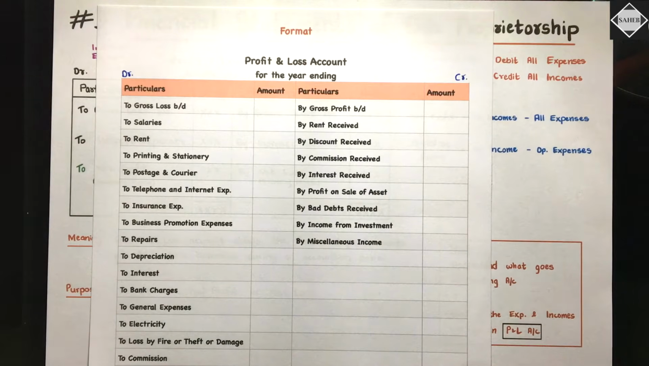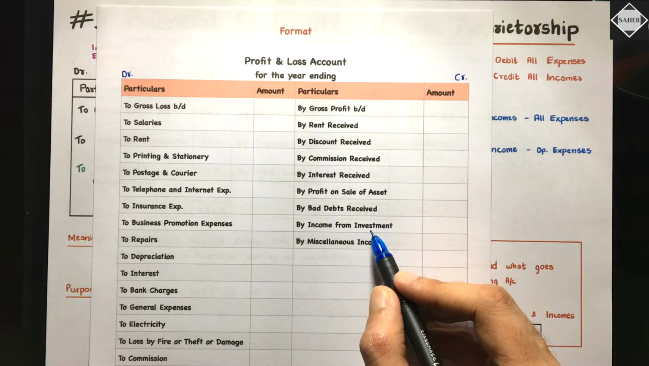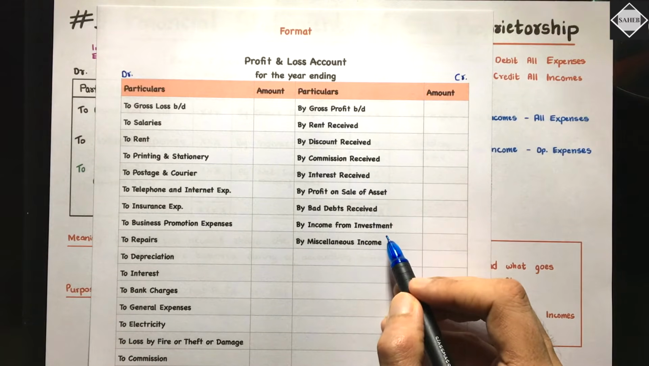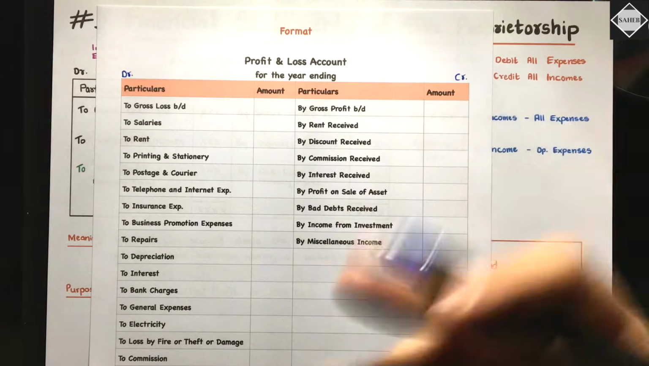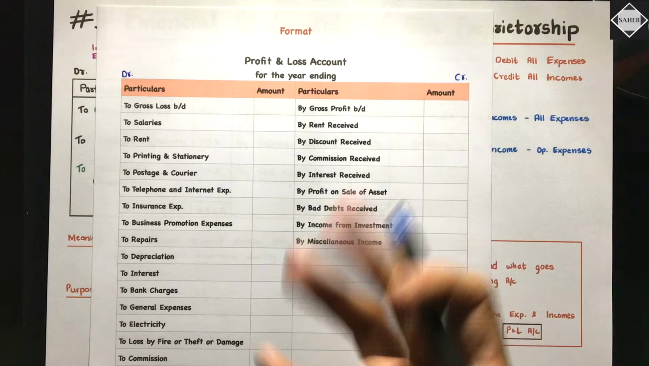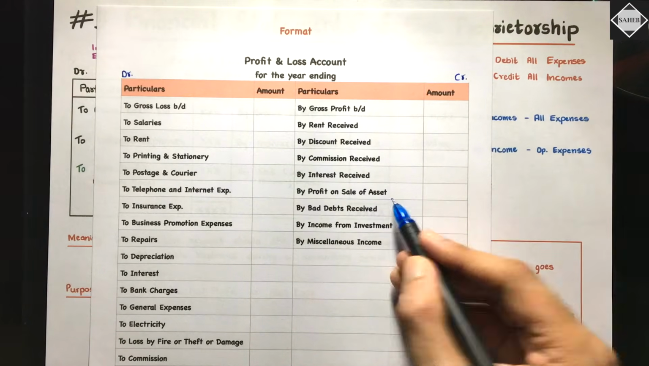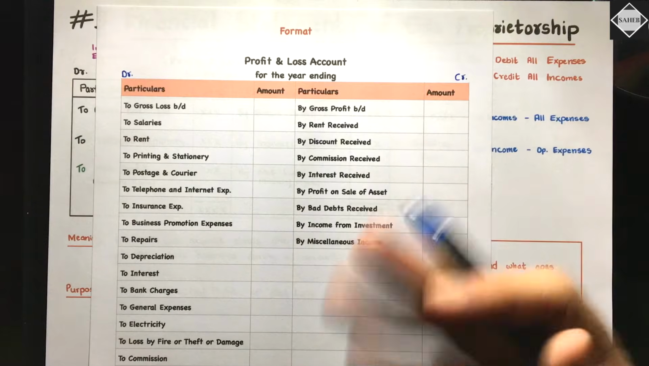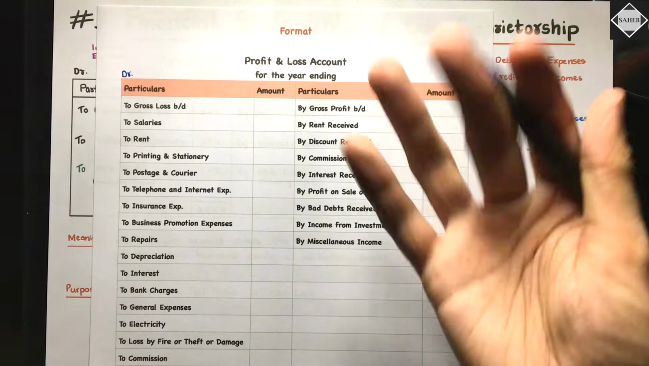Fine, understood. Now this profit on sale of asset and this income from investment is what? It is non-operating income. Okay, because this is not related to your operation. Normally you don't sell your assets. You sell what? You sell inventory, stock. You don't sell your assets. So any profit or loss that happens because of that is not related to the operation. It's non-operating. And then income from investment means what? It means you have invested in a fixed deposit, and you're getting income.